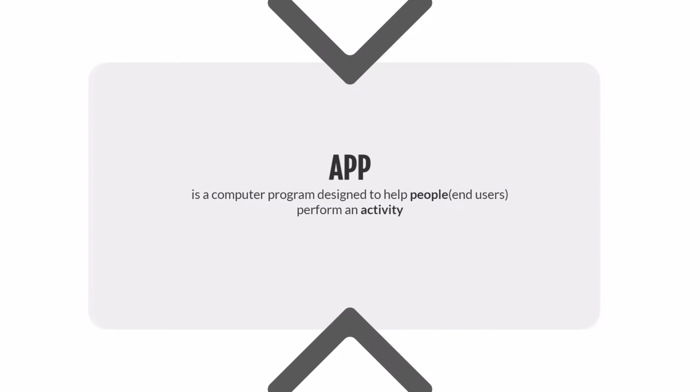This word is familiar to all of us, but everyone understands this in their own way. As part of this course, we propose the following definition. An app is a computer program designed to help people perform an activity. There are two words we need to pay additional attention to in the scope of this definition. The first word is people, better to say the end users.